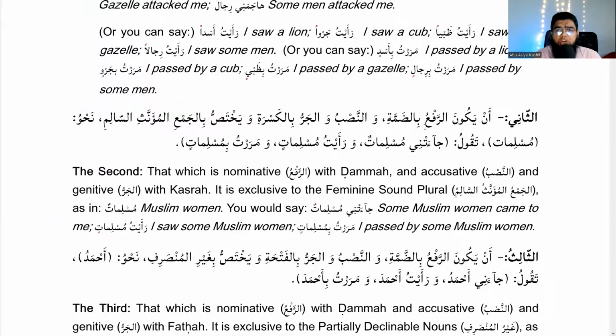The second: that the raf' is with the dhamma. Now, second one is raf' with dhamma, and nasb and jarr with kasra. Nasb and Jarr. So these guys will not take Fatha. They hate Fathas. Who are these types? It is sound feminine plural, for example, muslimat. You say ja'atni muslimatun, ra'aytu muslimatin, and marartu bi muslimatin.